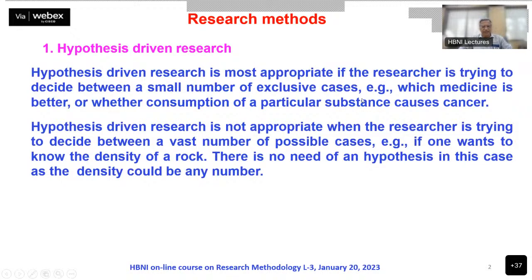So the research methods will depend upon the type of research that you do, and I will take up all of them, about 6 to 7 types of different research, like hypothesis-driven research, making a measurement, or observational research, and so on.